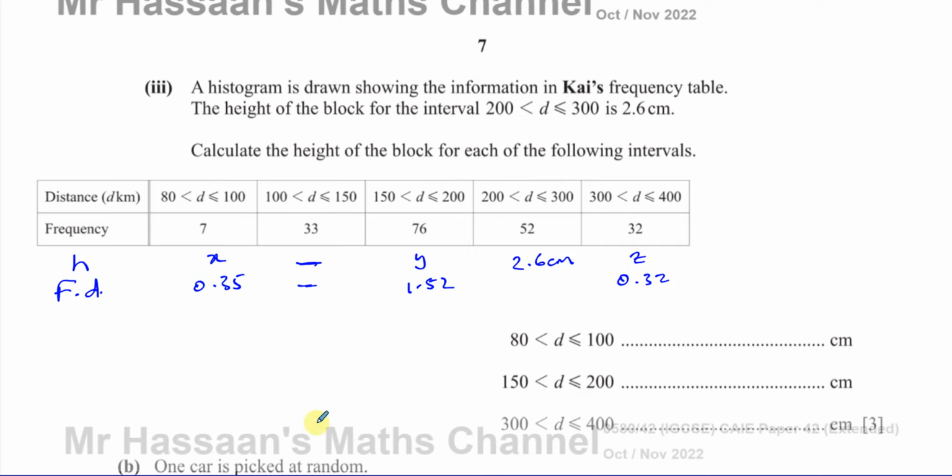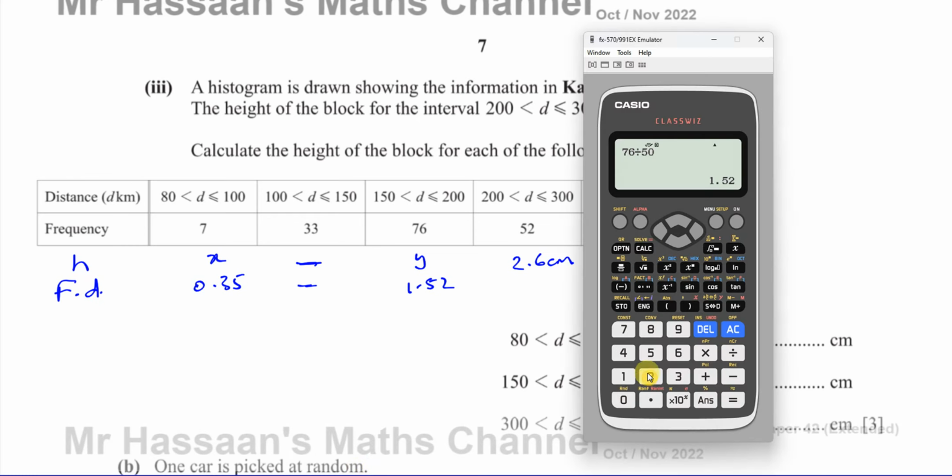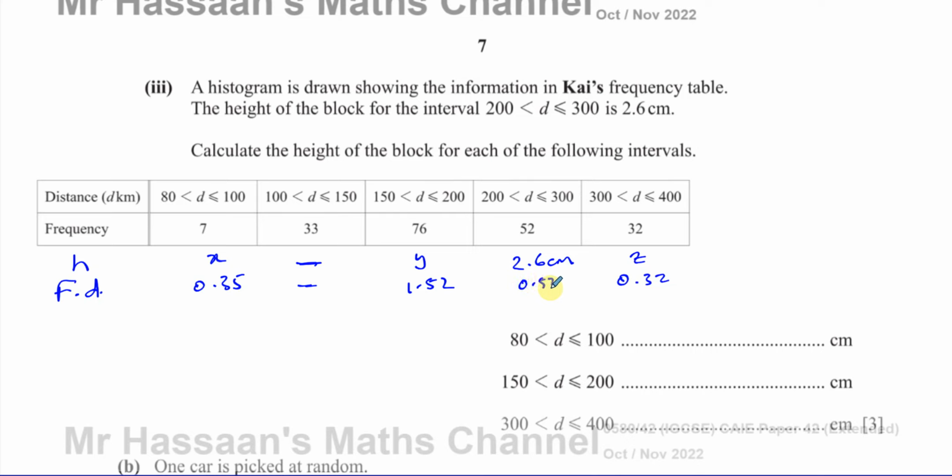We also need to know the frequency density for this one. That's important because that's the one that we have the information about. So the frequency density for this one is 52 divided by 100, so that's 0.52. Now, because we have all the information about this section here, I'm going to use this in order to find what the others are. So I'm going to basically cross multiply this with this. So X is equal to 2.6 times 0.35 over 0.52.